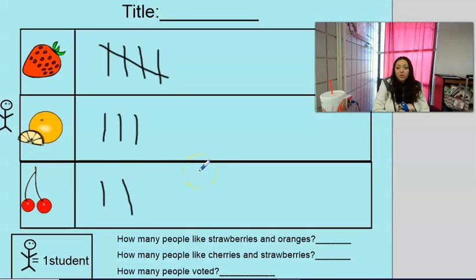All right, guys, so we have a tally mark graph right here, okay? Now there's some information that's left off. Let's see if we can try to figure it out. I've got strawberries, oranges, and cherries. What do strawberries, oranges, and cherries have in common? That's right, they are fruits. So they are trying to ask the class what their favorite fruit is, okay? And so then we use tally marks for the responses.